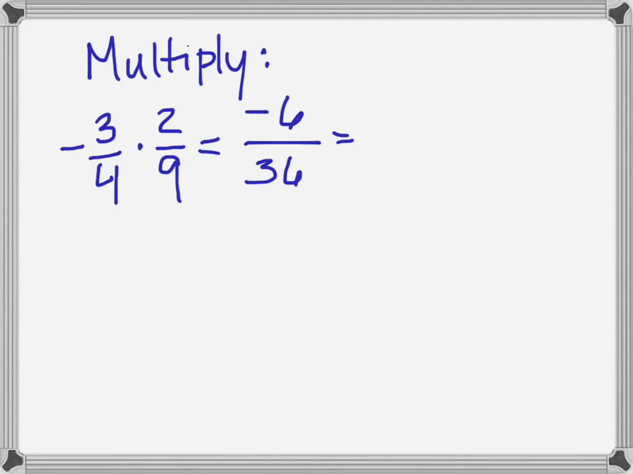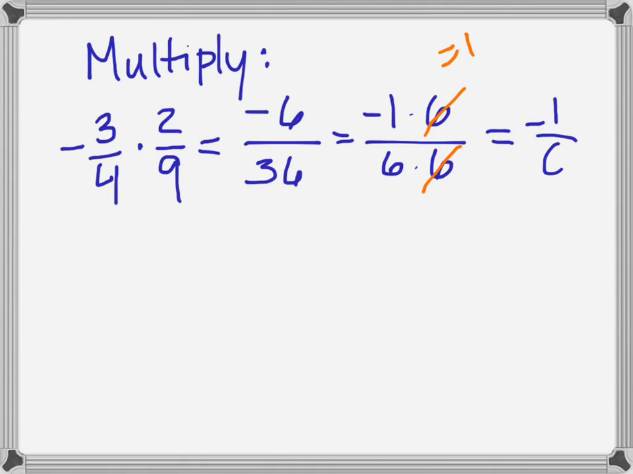Right, so I can rewrite this as -1 times 6 over 6 times 6, and then use the identity property to cancel out these 6's because 6 over 6 equals 1. And then my fraction equals -1/6.